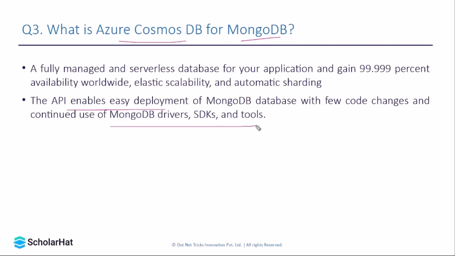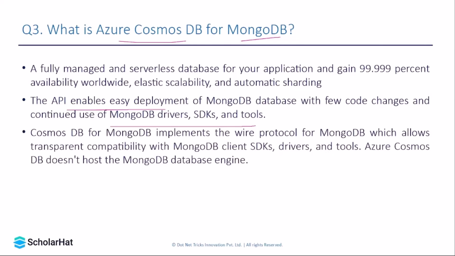Suppose you are using a MongoDB database in your application and now you want to move to a cloud-native solution. You can simply keep using the MongoDB drivers, SDKs, and tools, and keep using your application databases with the help of Azure Cosmos DB APIs. The Cosmos DB API for MongoDB implements the wire protocol from MongoDB, which allows transparent compatibility with MongoDB client SDKs, drivers, and tools. Azure Cosmos DB does not host the MongoDB database engine.